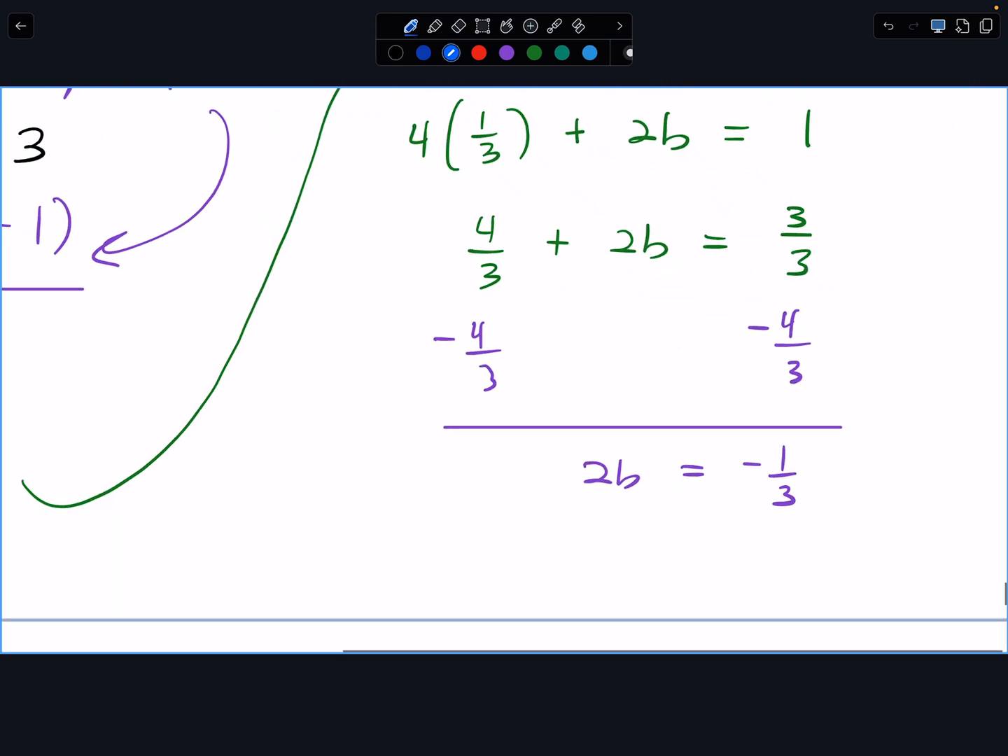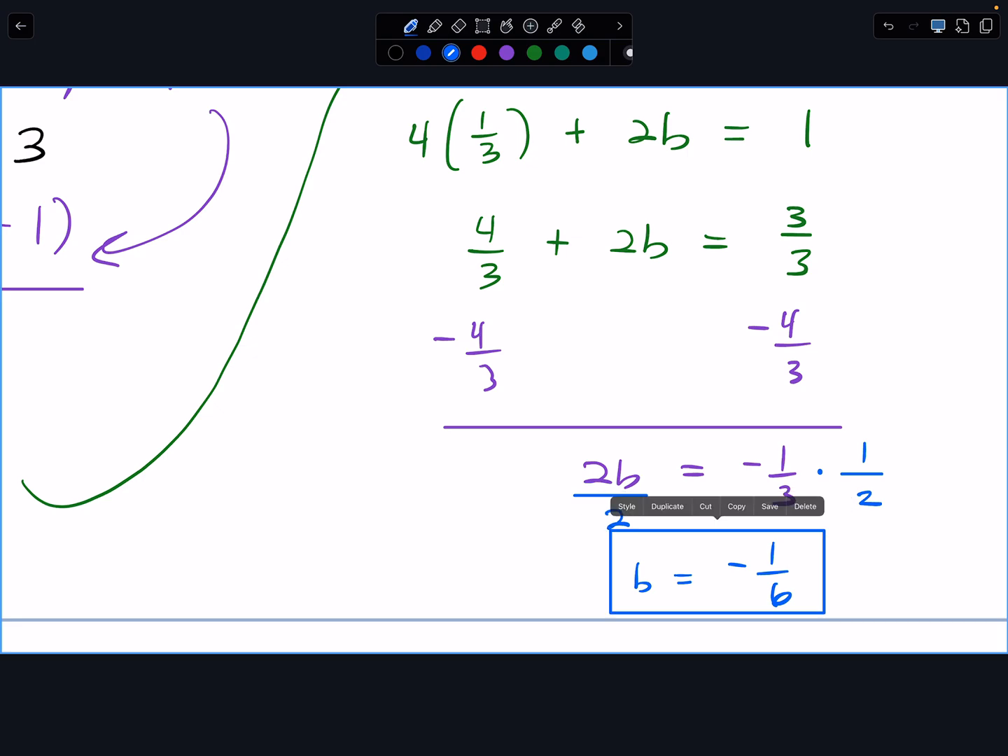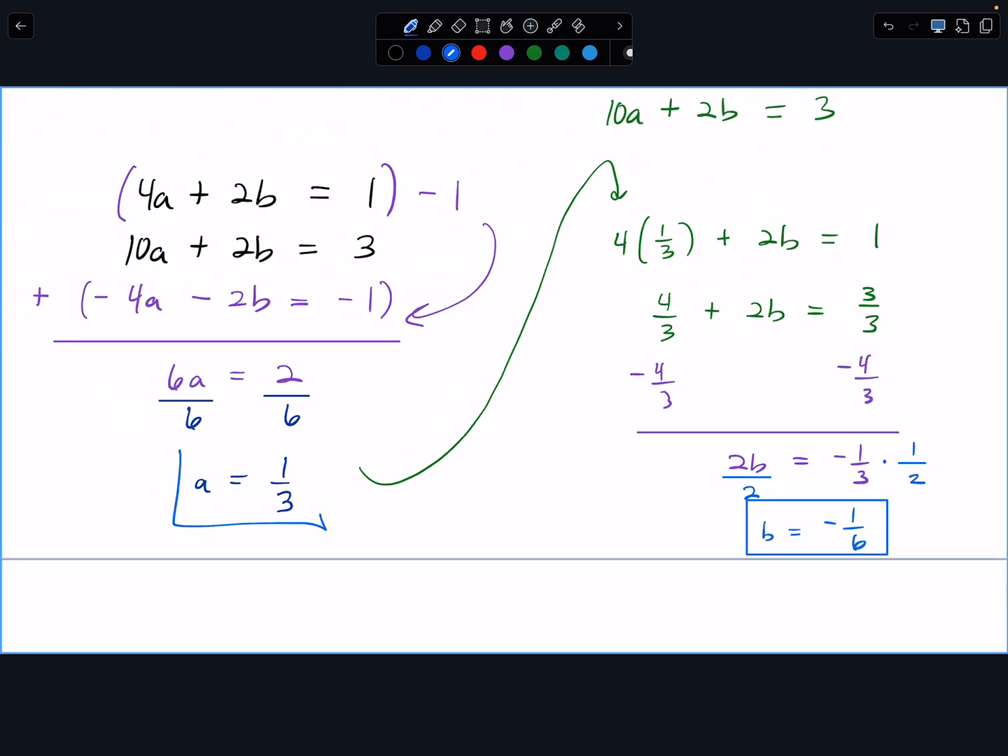Oh, fractions. Divide this by 2. That's the same thing as multiplying this by what? 1/2. So b is equal to negative 1/6. Okay. I promise I would not give you guys this on a test, but you guys see how this works. This sucks. This is a lot of work.